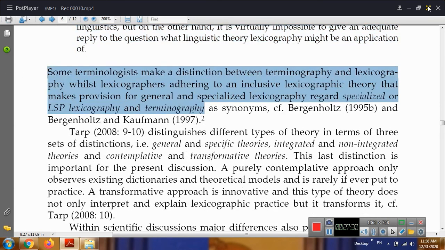Some terminologists make a distinction between terminography and lexicography, whilst lexicographers adhering to an inclusive lexicographic theory that makes provision for general and specialized lexicography regard specialist or LSP lexicography and terminography as synonyms. Here you can see some words which stand instead of lexicography.